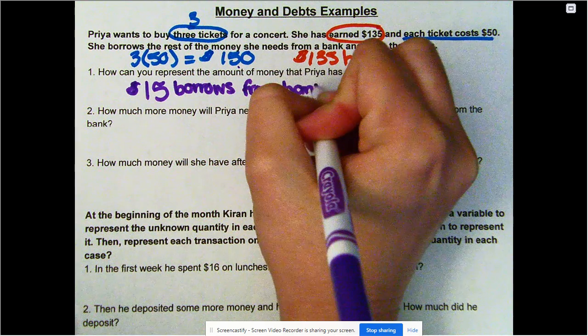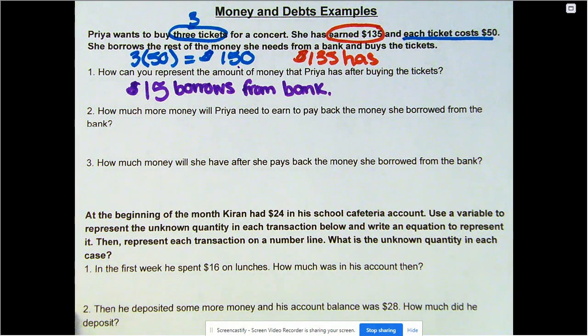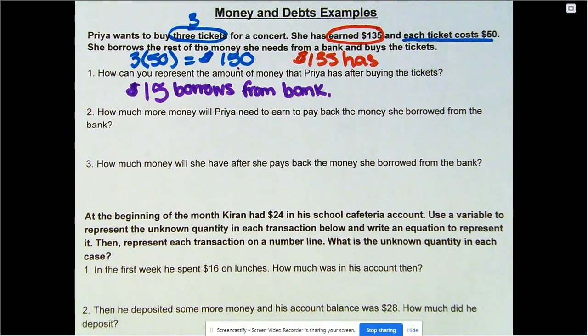And my question is saying, how can I represent this amount of money that Pyra has after buying the tickets? So she doesn't have this money to spend. So yes, she spent it, but like I keep saying, she borrowed it. It's something that she has to give back. So she doesn't have this $15 sitting in her bank account that she can just go and buy a pair of earrings or something. She's going to have to pay that back.